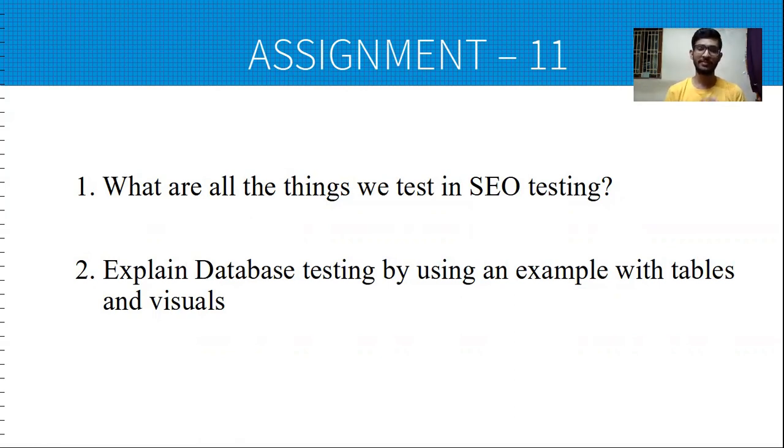So the things we test in SEO testing are as follows. The first one is always aim for position 0. So what does position 0 mean here? The Google search engine will rank the websites according to the first position, second position, or third position. Here position 0 indicates the special area provided to the website which is above the ranking 1.